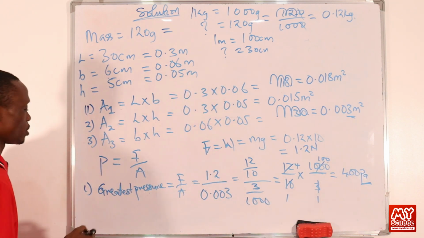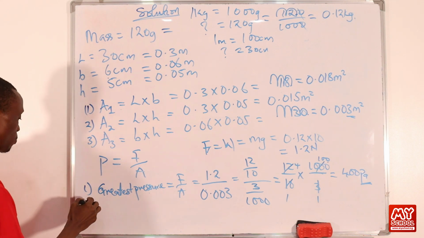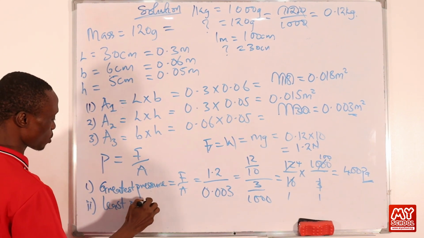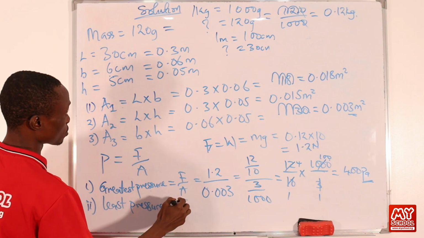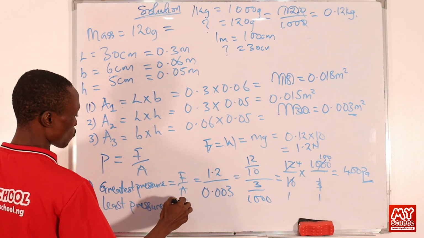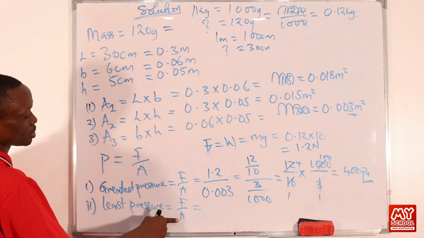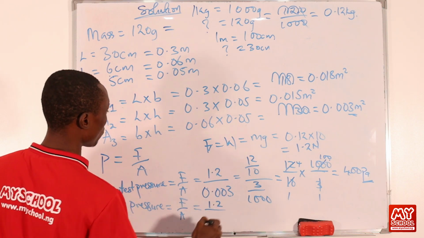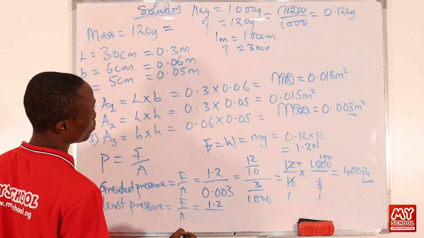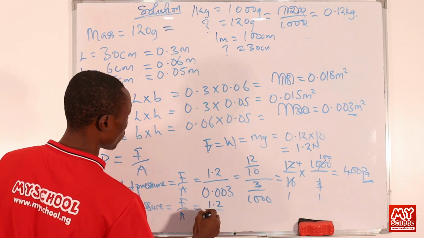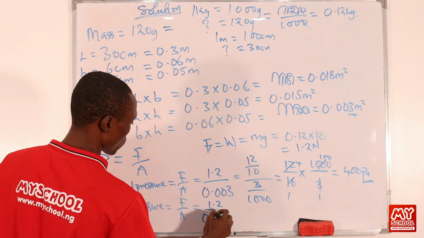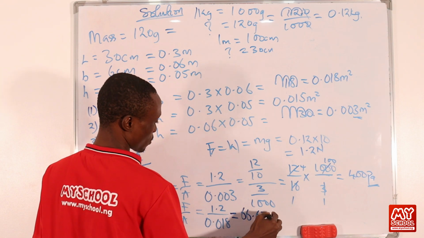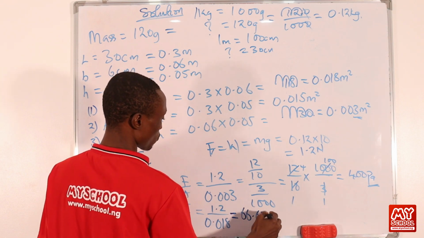So let's solve for the smallest pressure, or the least pressure. Least pressure equals force over area. In this case, we are going to use the greatest or largest area. So force remains 1.2 over 0.018. If we divide this, we'll have 66.67 approximately. So 66.67 Pascal.